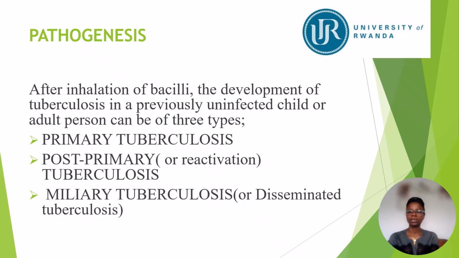The pathogenesis of tuberculosis. After inhalation of the bacillus, the development of tuberculosis in a previously uninfected child or adult can be of three types. The first one is primary tuberculosis. The second is post-primary tuberculosis. The third one is miliary tuberculosis.